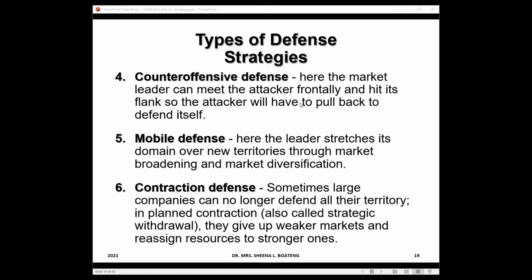However, beyond the counteroffensive defense, they could also go in for a mobile defense, where the market leader decides that instead of limiting their powers to a particular product, they will stretch their domain to cover a whole genre. So they'll go for a whole generic group of products rather than focusing on one particular product. Or they will broaden themselves and diversify into other areas apart from where they are currently situated.